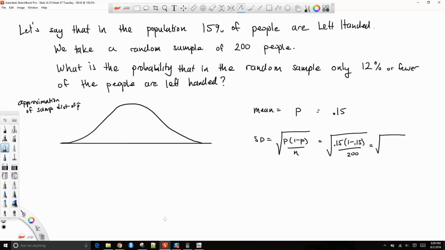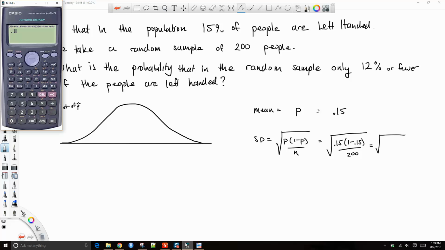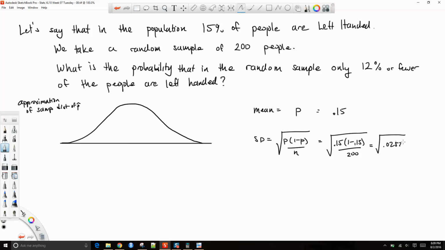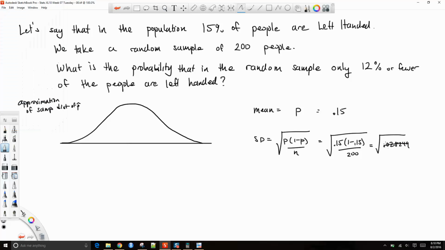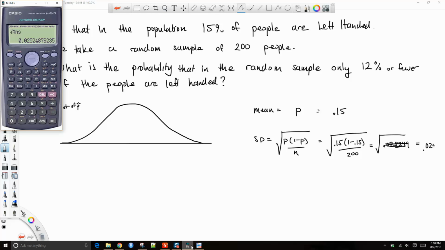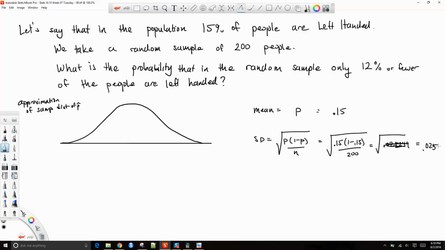We punch in all of these numbers. We do 0.15 times 1 minus 0.15, which is 0.85, divided by 200. And we take the square root of this number, and I get 0.025249. The answer ends up being that.